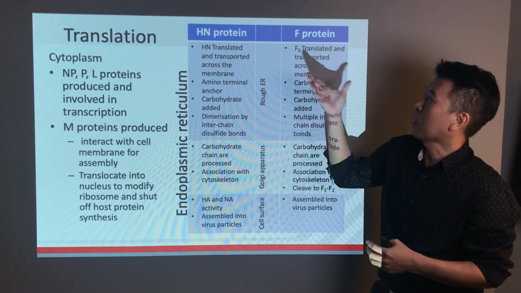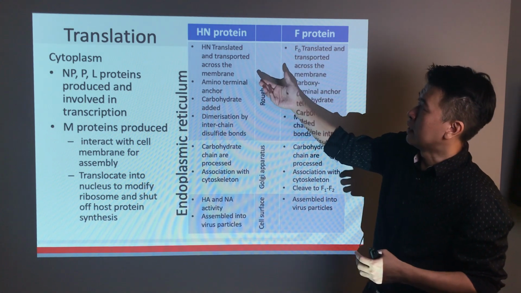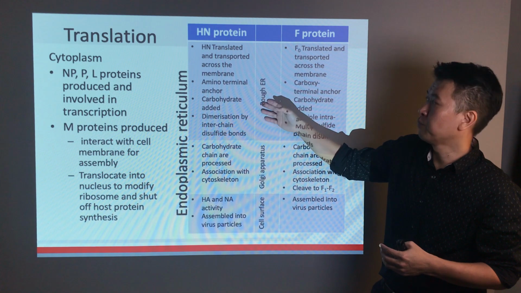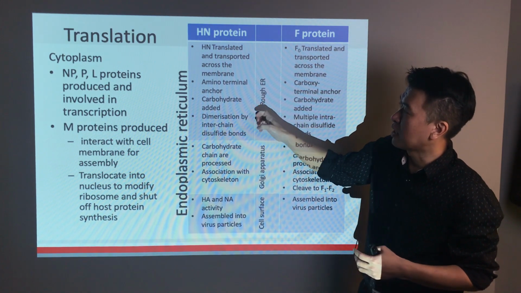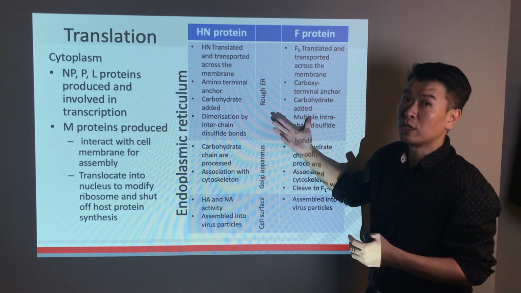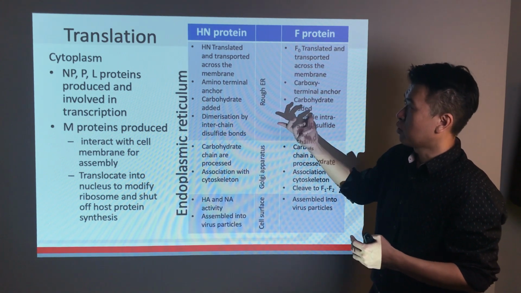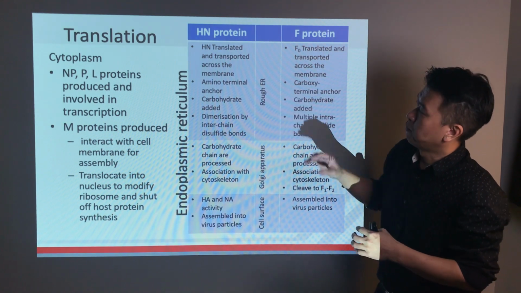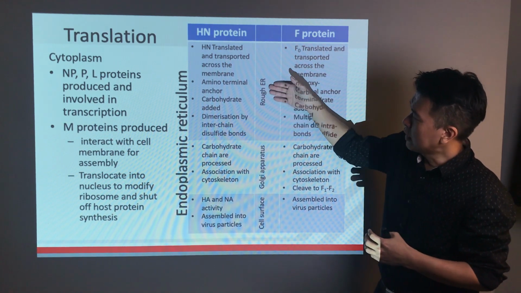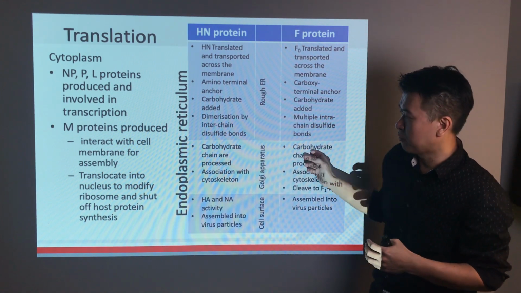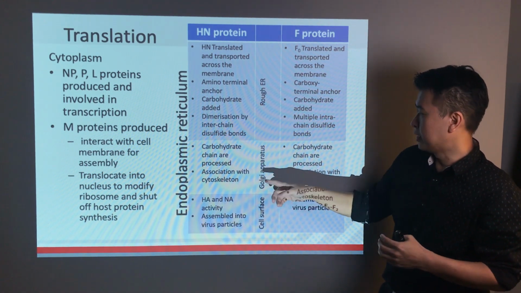What about the HN glycoprotein? The HN glycoprotein will be translated and then processed in the rough ER. This is where the carbohydrate is being added. Remember glycoprotein? They have glyco, or carbohydrate, added on the protein. Then from the rough ER, they go to the Golgi apparatus, where the carbohydrate chains are being processed.